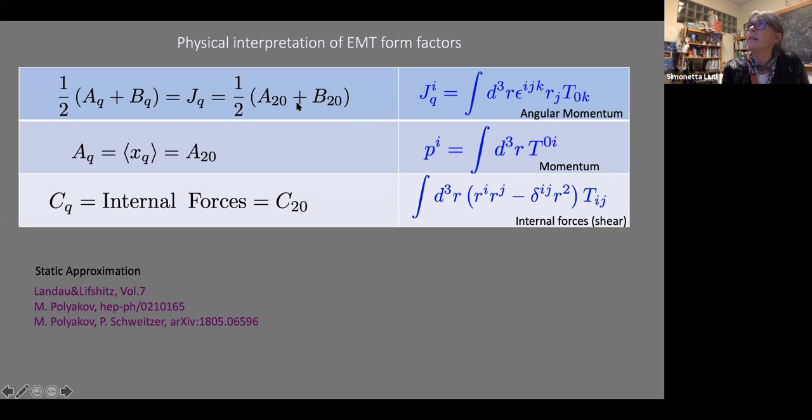We can then see that the J is related to angular momentum. Because of this combination, we can work it out, in the same way that the T0i components are going to give us the form factor A, and the spatial components are going to give us the internal force. So this is what I wrote here: the shear. Similarly, you can write the pressure in a static approximation.